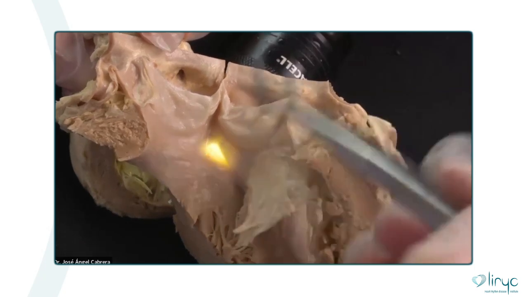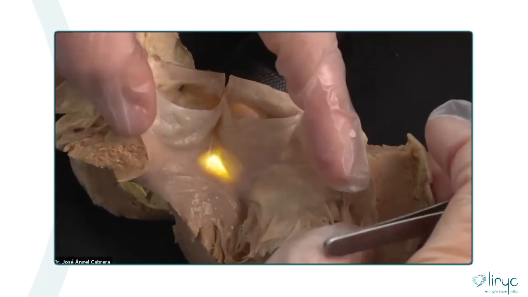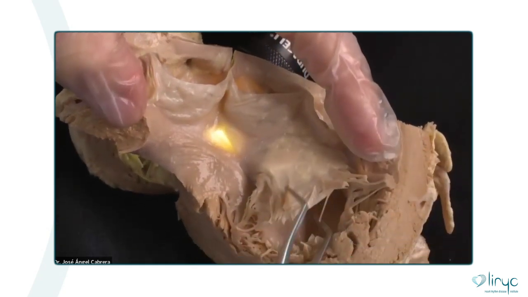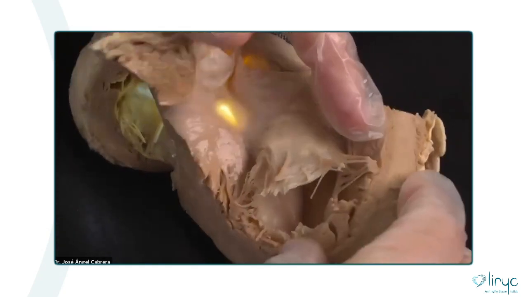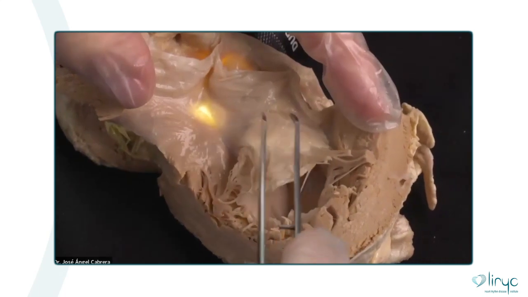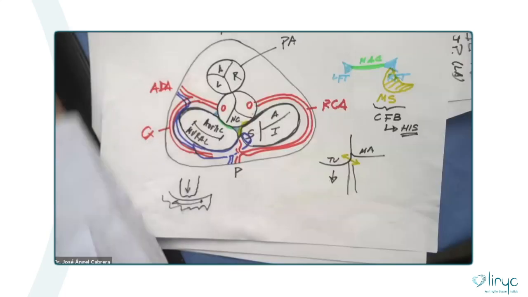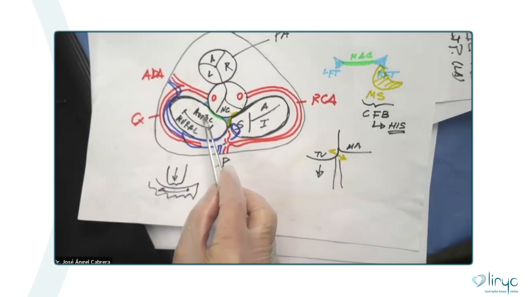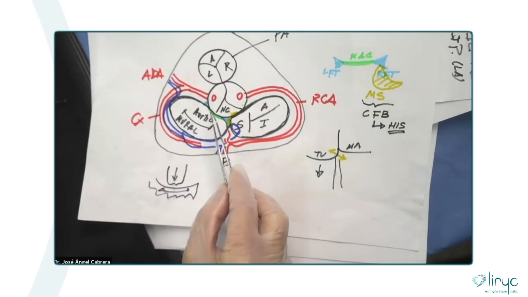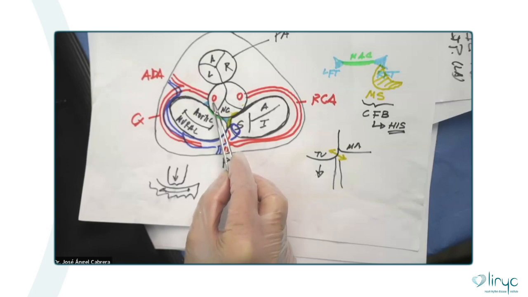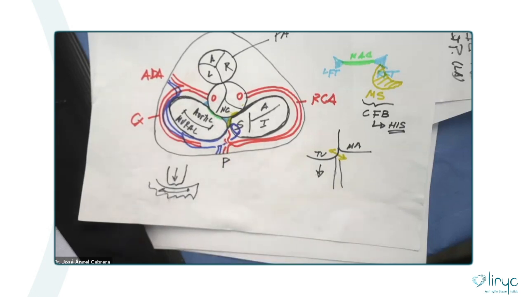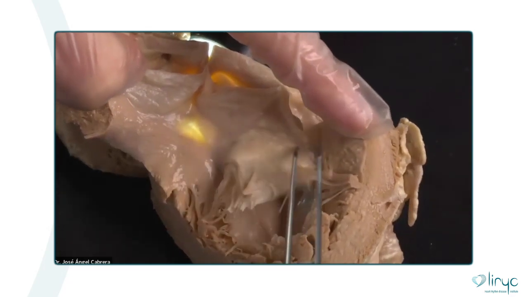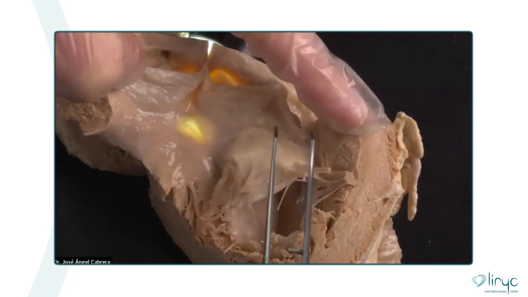This is the area, and note here, what leaflet is this one? This is the aortic leaflet of the mitral valve. This is this leaflet. And this is the mitro-aortic continuity. The mitro-aortic continuity between the non-coronary and the left. Therefore, the mitro-aortic continuity here between the non-coronary and the left.